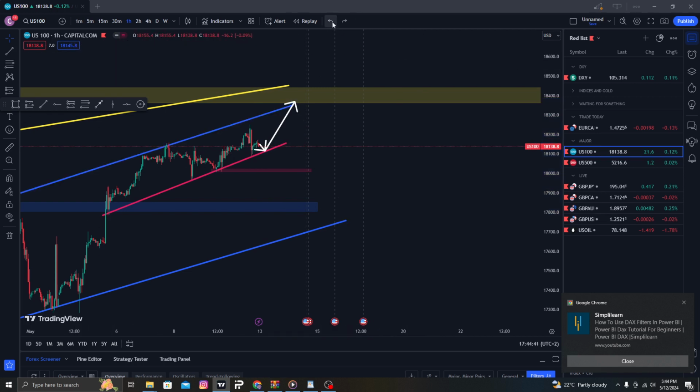Let me remove this. I want to remove these things, man. They are too big. They are full on the screen.